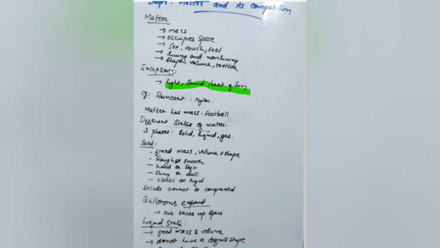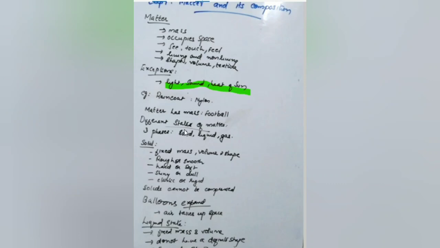Next, talking about the raincoat. A raincoat is not made of cotton or any other substance that absorbs water. So we have to use a material which does not absorb water to make a raincoat. So we use nylon. Matter has mass. When we consider a football, it has a certain mass, and it also occupies a certain space when it is placed in one position.